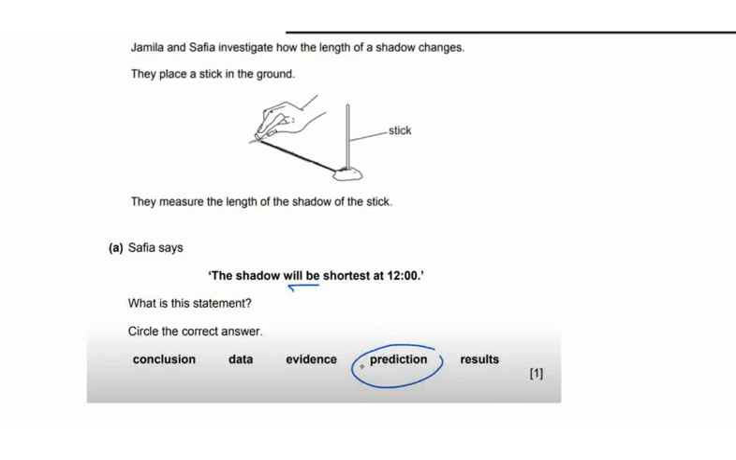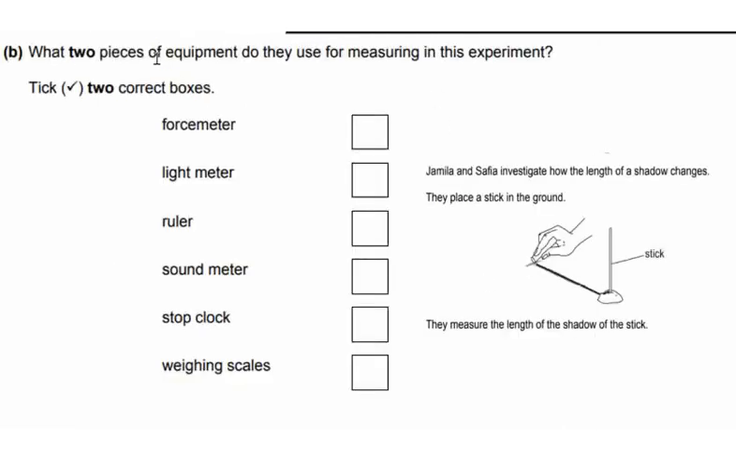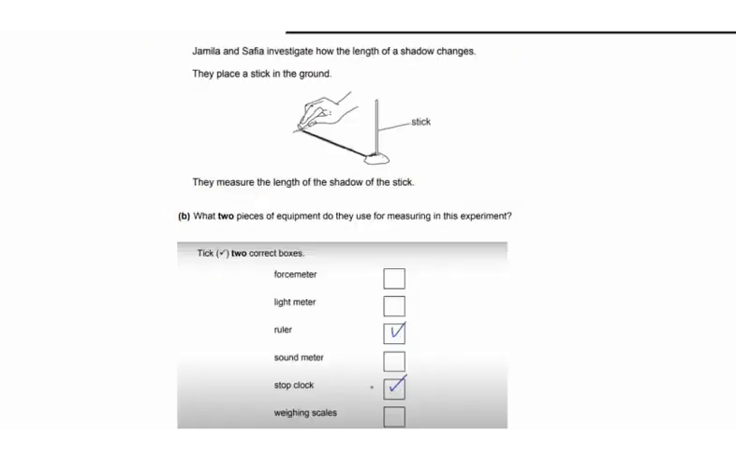Okay, let's go to the next question. Question B. What 2 pieces of equipment do they use for measuring in this experiment? Is it a force meter, light meter, ruler, sound meter, stop clock, or weighing scales? 10 seconds from now. The answer is a ruler to measure the length of the shadow and a stop clock to measure the time from one measurement to each measurement.